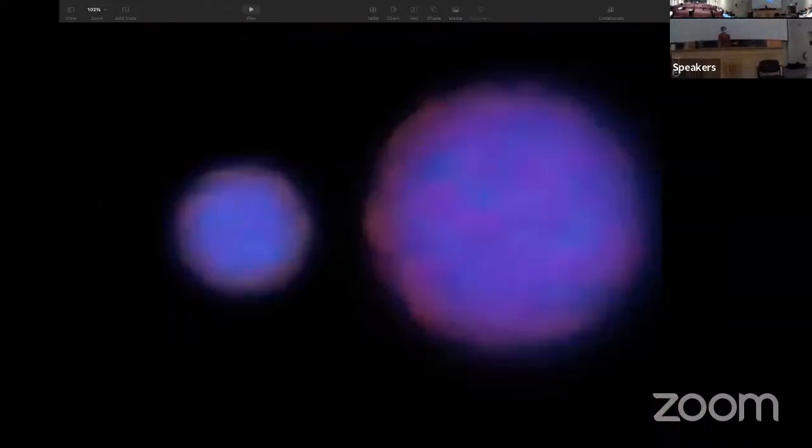Here's an artist's conception of the bullet cluster. So here's what it would have looked like before the merger happened. So the pink regions and the blue regions are sitting on top of each other. They're both part of the same cluster.